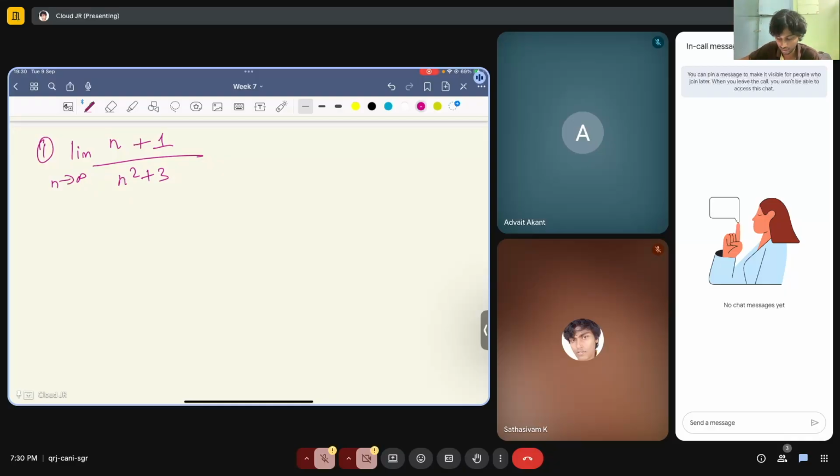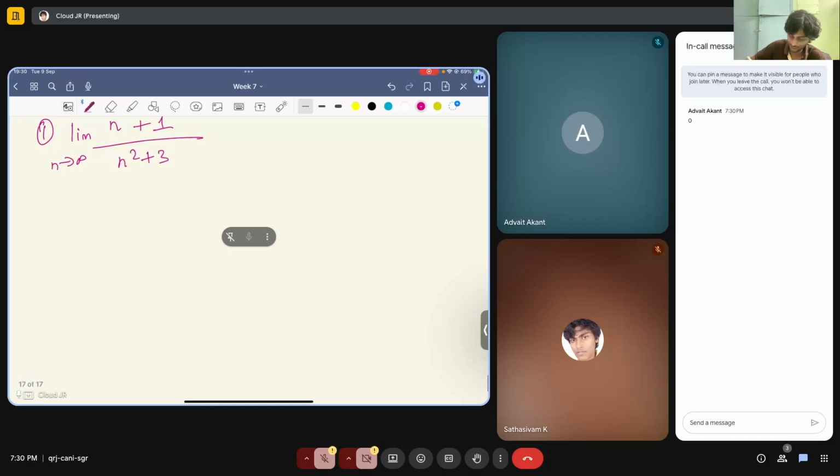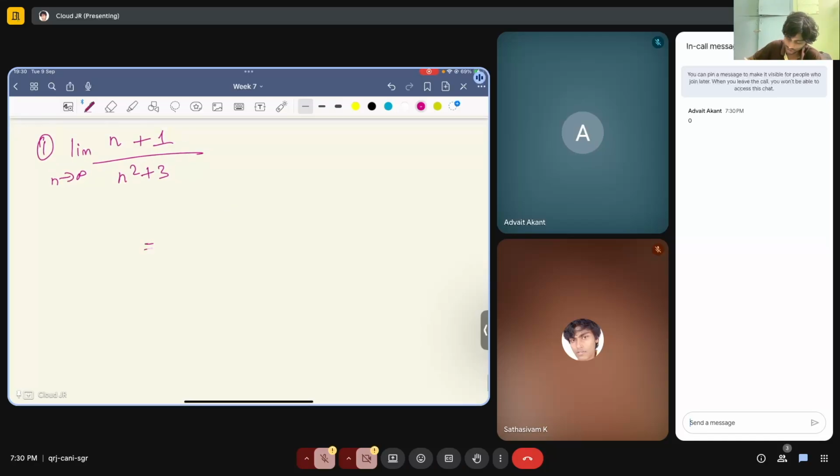If you want, you can type the answer, which you might do very quickly. 0, right? Yeah. It's obviously a very easy problem, so you can always do it. So the idea is you start with n plus 1 divided by n squared plus 3, and you divide both the numerator and denominator by n. Now when you do it, what you get is 1 by n divided by, here, what you get.